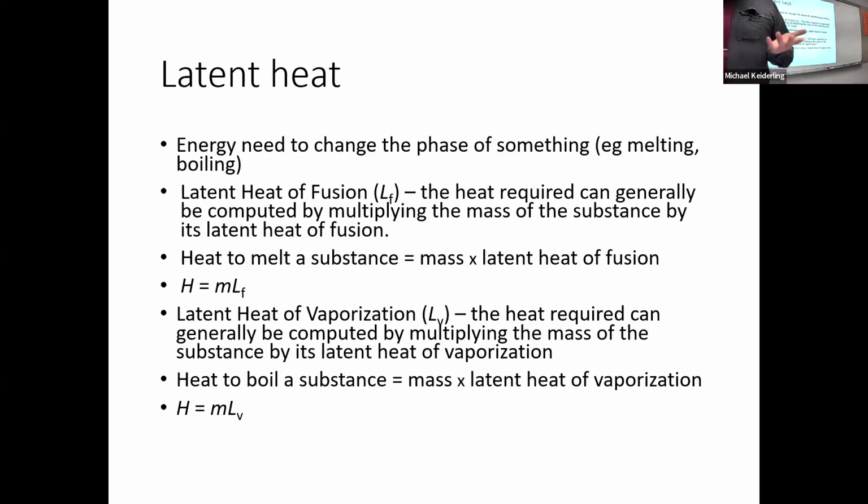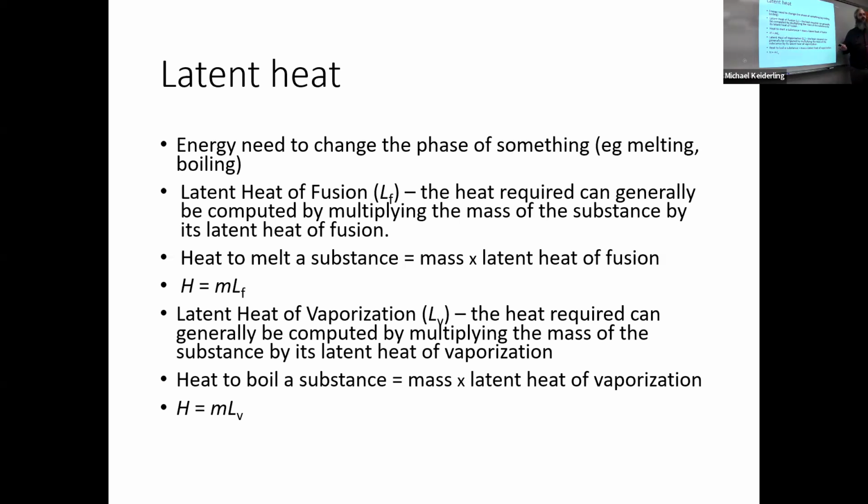Latent heat. Latent heat is the energy required to change the phase of something. You turn something from a liquid into a gas or a solid into a liquid, for example. The heat required to melt something is called the latent heat of fusion. You can calculate, if there's a latent heat of fusion, LF, you multiply the mass of the substance times the latent heat of fusion to find the heat required to melt something.